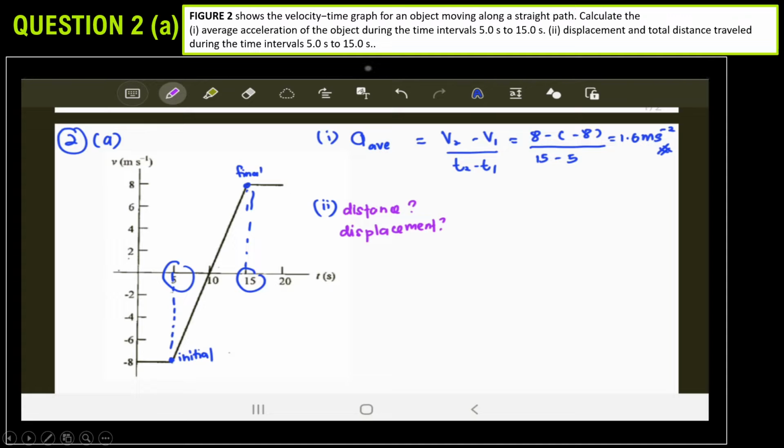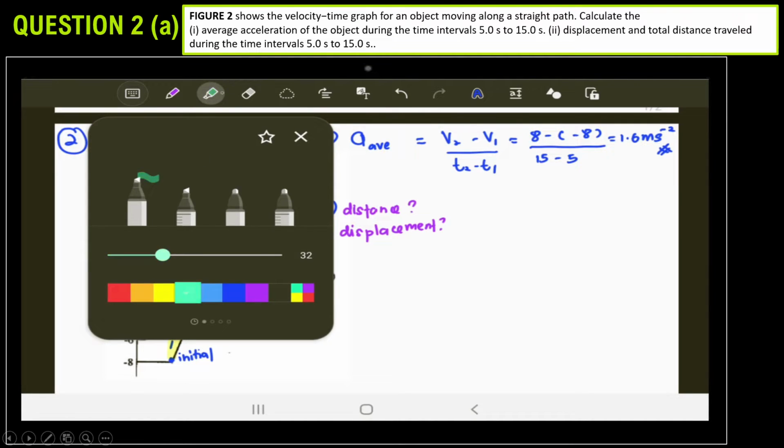So when we have a graph of V against T like this, and we want to calculate the distance and displacement, we can get the value of distance and displacement by calculating the area under the graph. So from 5 to 15 seconds, we need to calculate this area and also this area. Now I will highlight the area. Here is from 5 to 10 seconds, the green color.